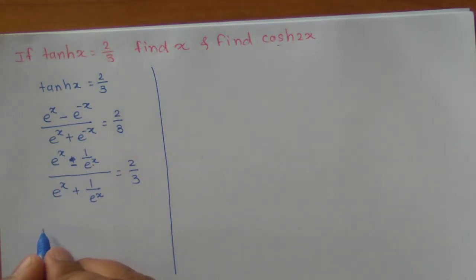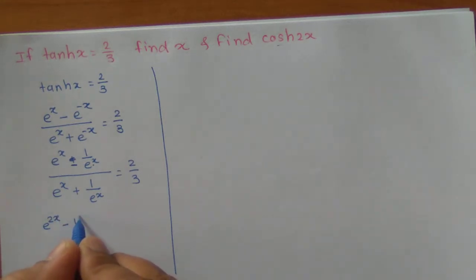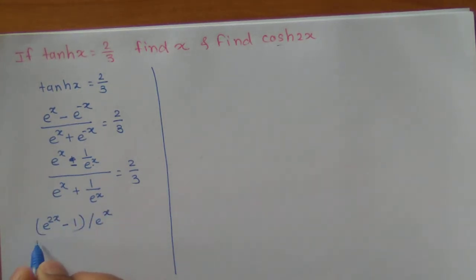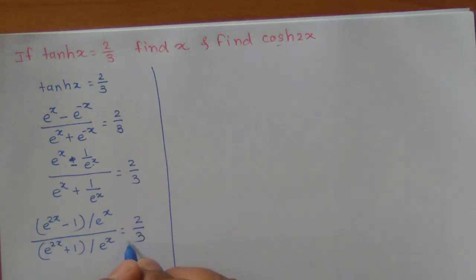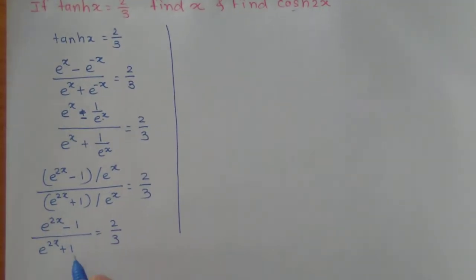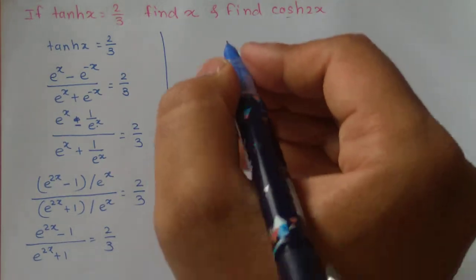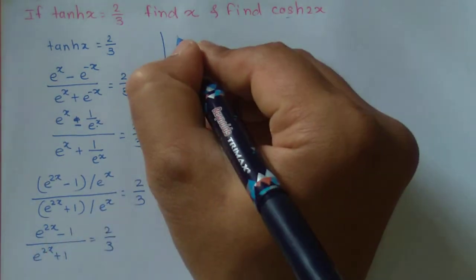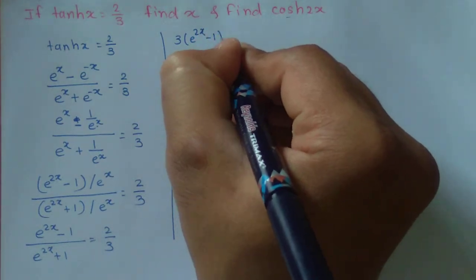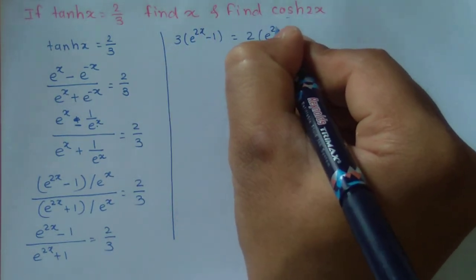Now we multiply through by e raised to x. e raised to x into e raised to x becomes e raised to 2x. So in the numerator we get e raised to 2x minus 1, and in the denominator e raised to 2x plus 1, equal to 2 by 3. So e raised to x and e raised to x get cancelled. Therefore we get (e raised to 2x minus 1) upon (e raised to 2x plus 1) is equal to 2 by 3. Now cross multiplying, 3 times (e raised to 2x minus 1) is equal to 2 times (e raised to 2x plus 1).